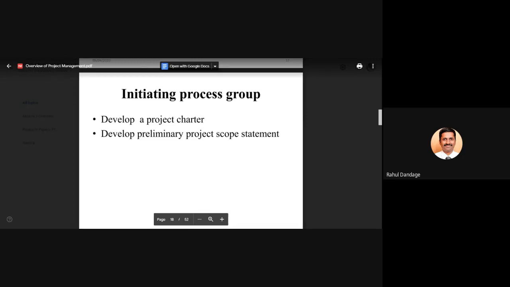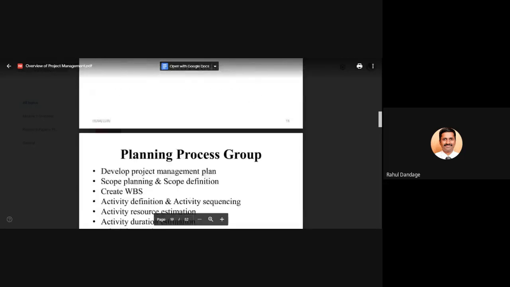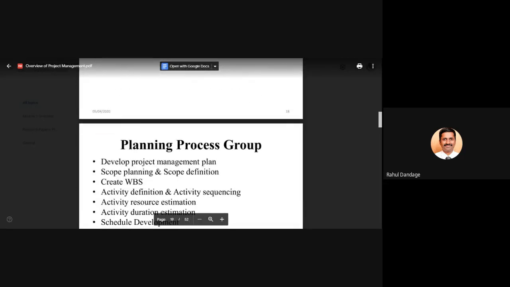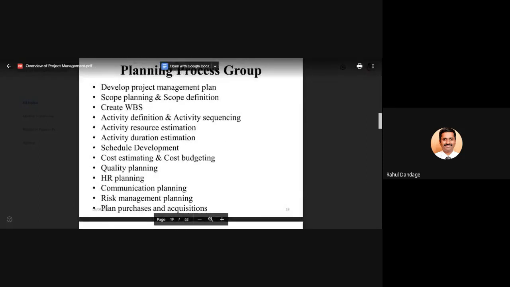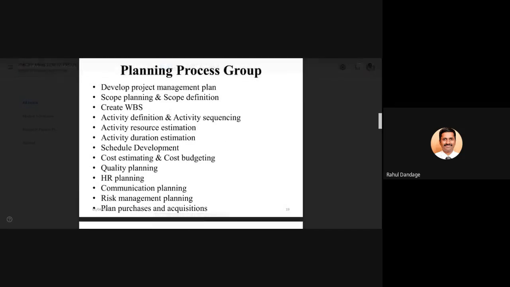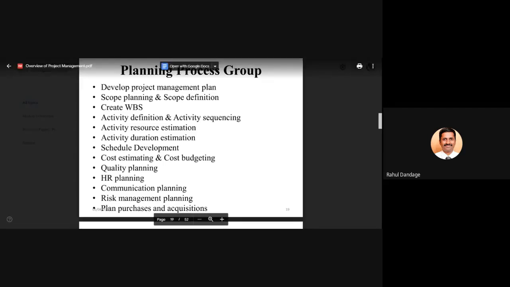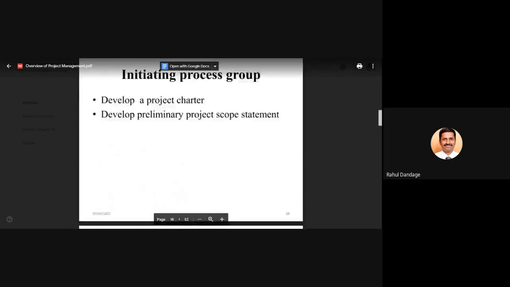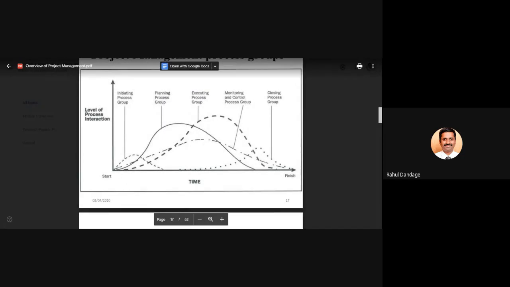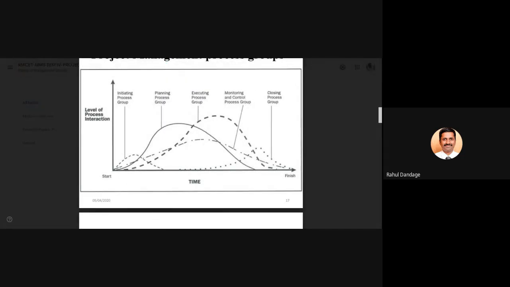A huge span in the project life cycle of your project. Almost 75% of the project life cycle is covered in this planning process group. At the same time, if you look at the level of process interactions, that is also second highest in the planning process group. So obviously there are multiple activities, multiple processes involved in this planning process group.